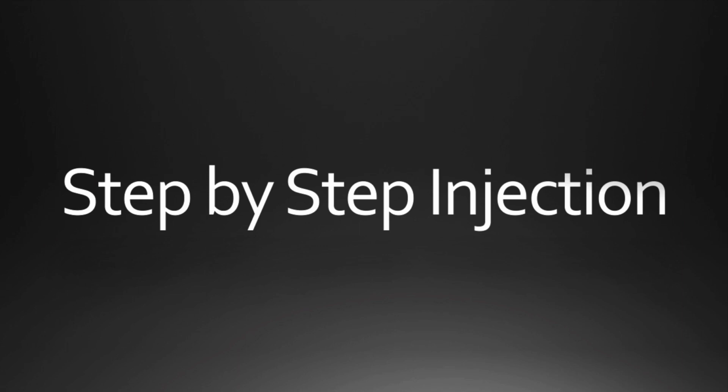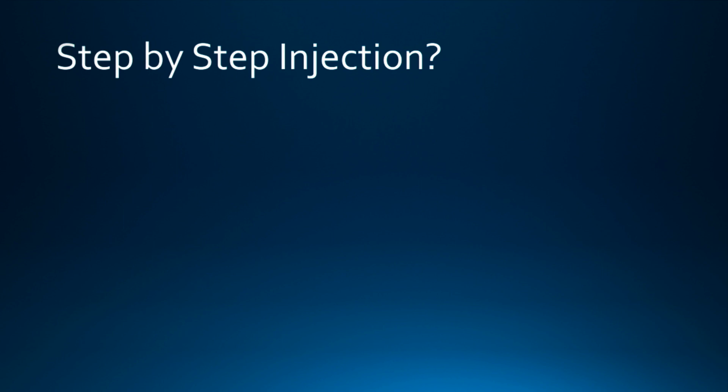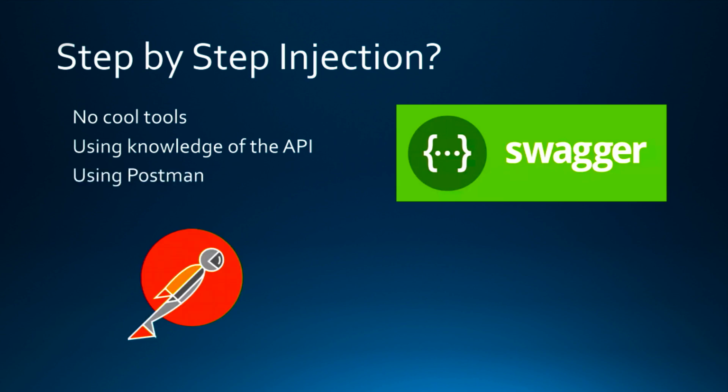So as we look forward to doing this injection, because we want to do this actual attack, we'll do it step by step just so you can kind of see, if you were just trying to tinker and play, what you would do next. We're not going to use any cool tools for this, other than if you call Swagger or Postman cool tools, then we'll use those. But we just have some general knowledge of the API. I told you what it was. If they have a Swagger doc, you can go and learn and read what it is.